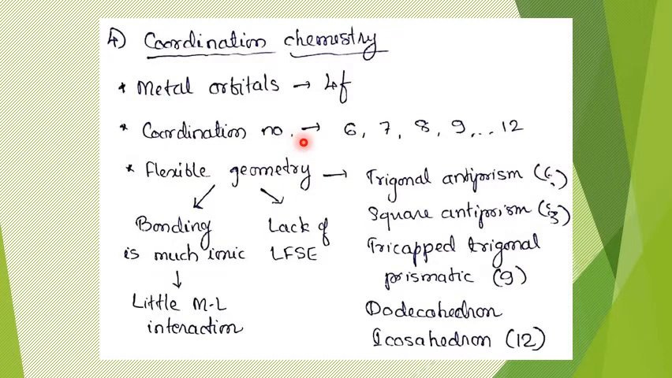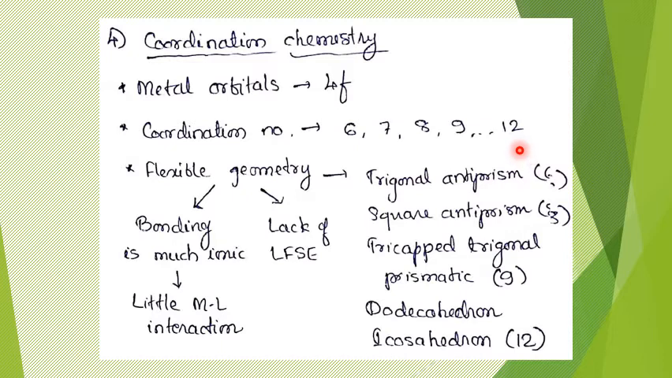In d block coordination chemistry, as we know, coordination number 4 and coordination number 6 are common, but here it is not so. Usually it will be 6 or more than 6. Six itself is rare; more than 6 will be common. So we can observe coordination numbers of 6, 7, 8, 9 up to 12.